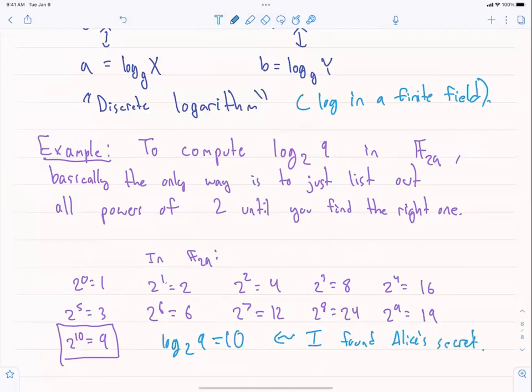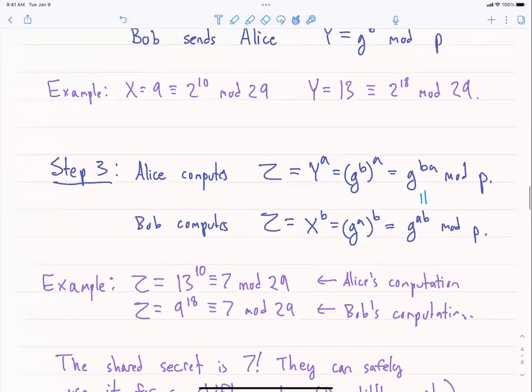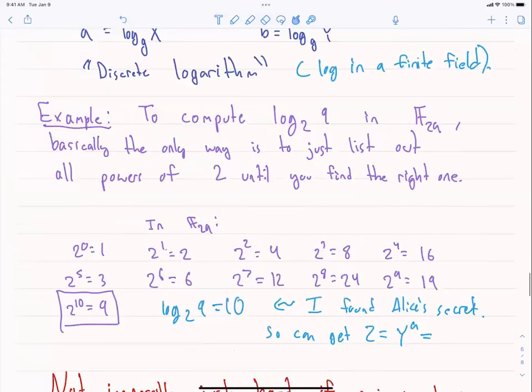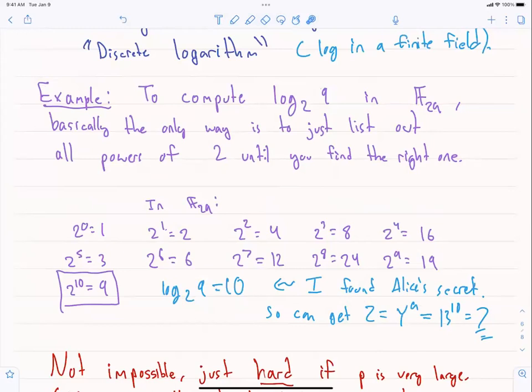So after she's found Alice's secret, now she can compute y to the a and she gets c. So z was y to the a, where y was, sorry, back in this example, y was 13. So Eve does have a way to break this code. She can do this discrete logarithm computation, but the point is it's hard.